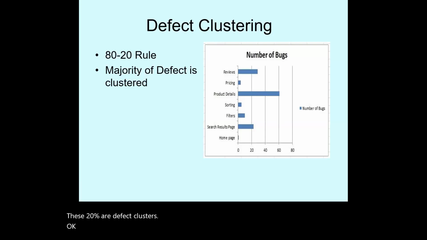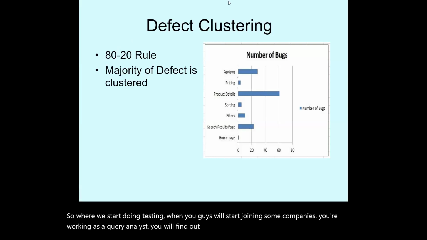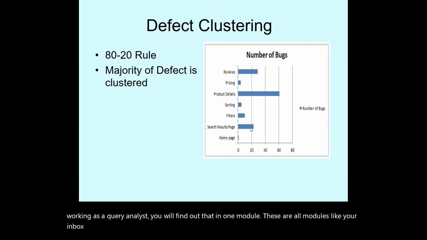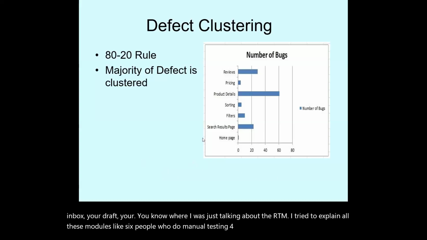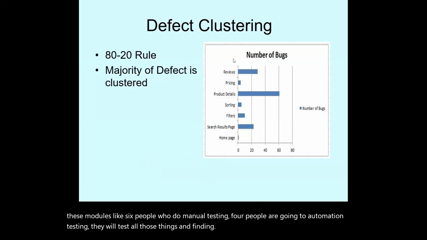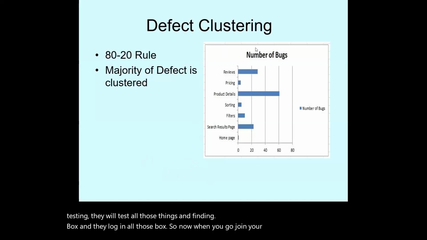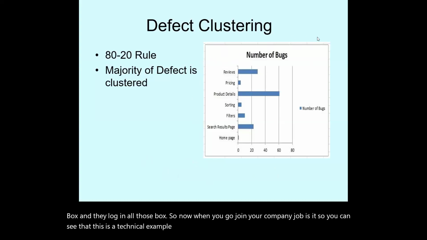When you start joining companies and working as a QA analyst, you will find that there are modules like your inbox and your drafts. I tried to explain these modules when I was talking about the RTM. Six people are going to do manual testing and four people are going to do automation testing. They'll be testing all those things, finding bugs and logging them. This is a typical example of an e-commerce application like Amazon or eBay, or whatever website you get stuff from online.